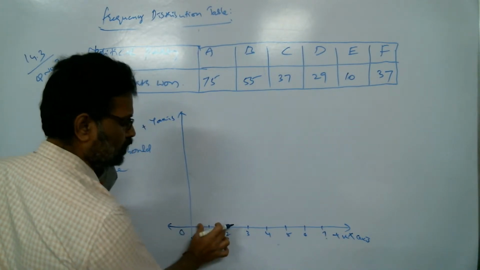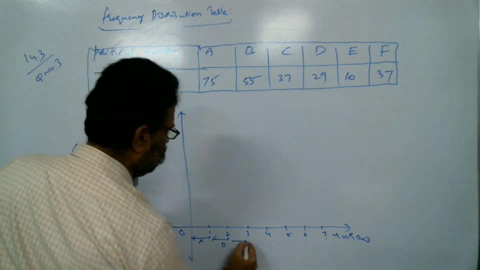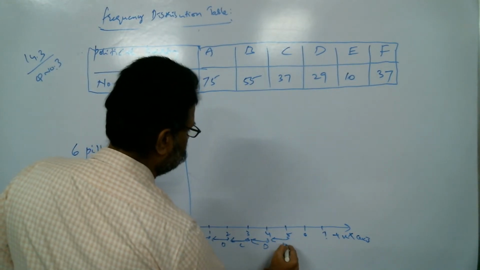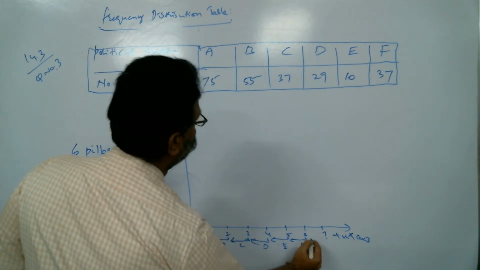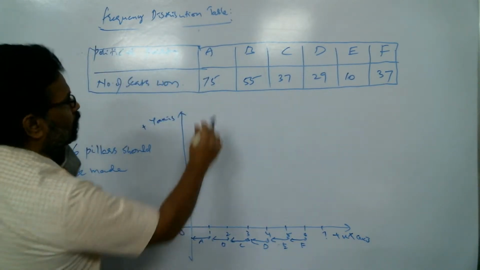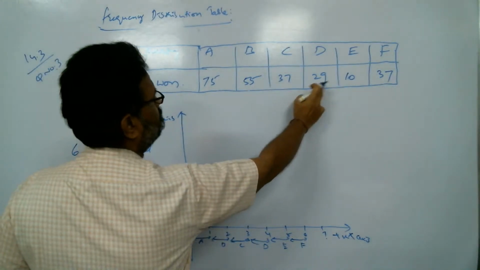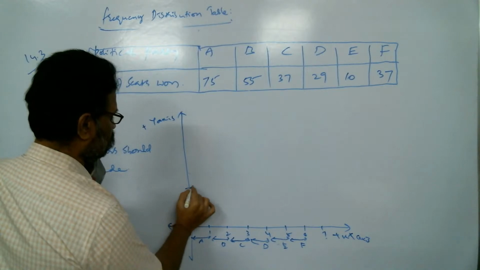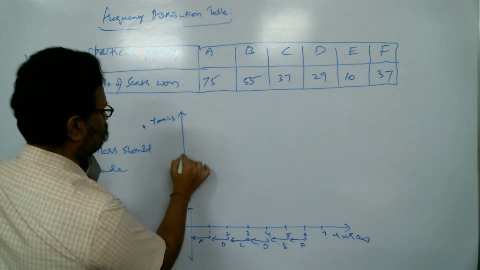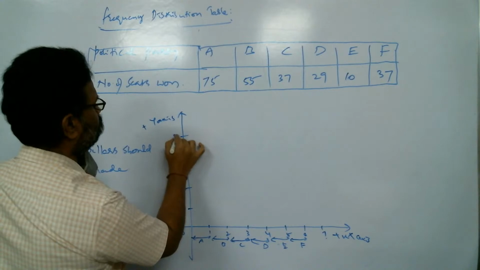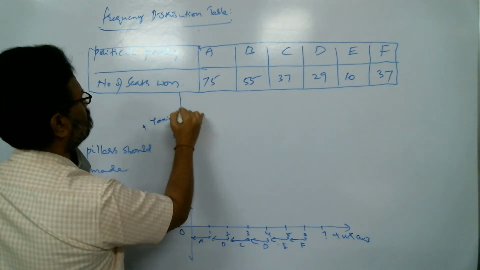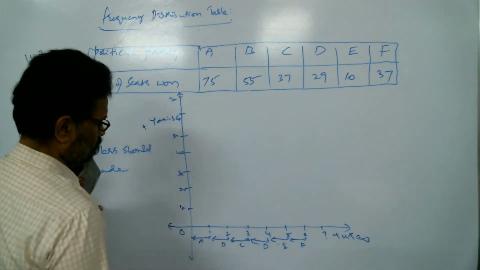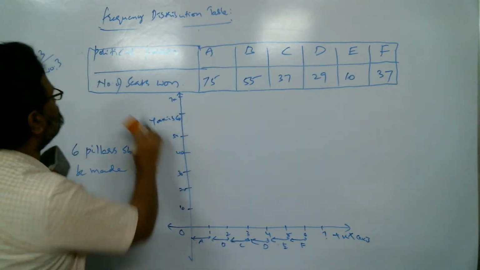If you want, you can take 2 pillars also, width also. Scale you have to mention. And this is C. This is D. This is E, and this is F. You can go like this. Now this is 75, 55, 37, 29, 10. So better you go with the 10 each. 10 and 20, 30, 40, 50. You can go here further. 60, 70. Okay. So I may go further, still more bigger.